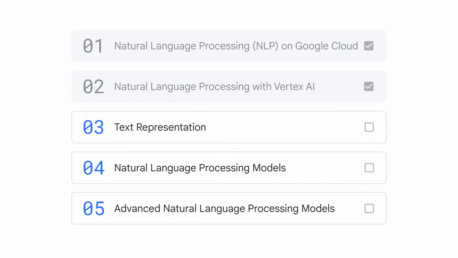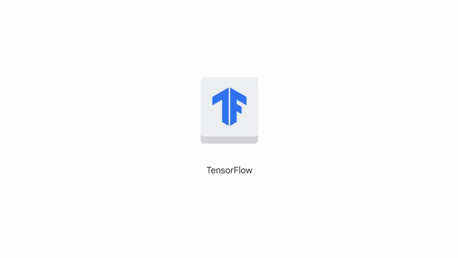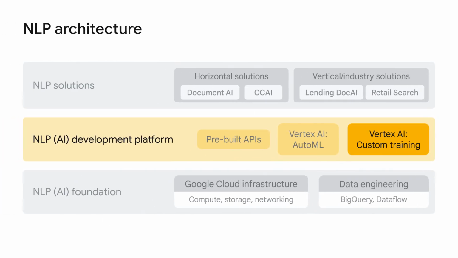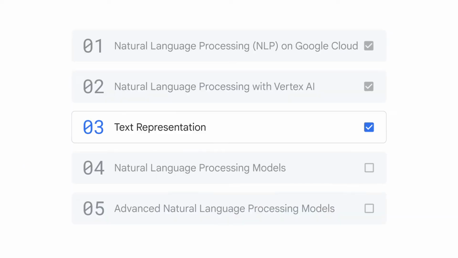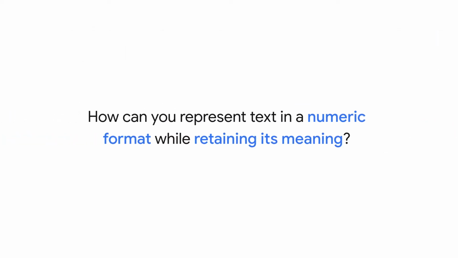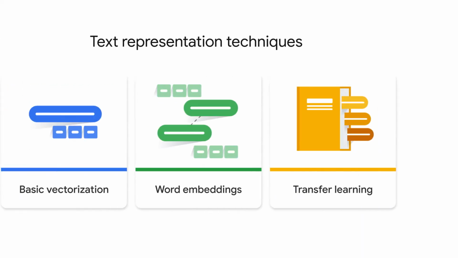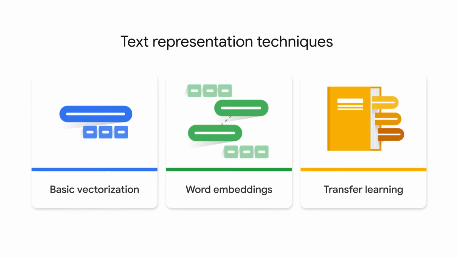In the next 3 modules, you advanced to the backend of the NLP development and used TensorFlow coding with Vertex AI Workbench, a notebook tool. In Module 3, you solved the first challenge that you normally face when building an NLP model: how to represent text in a numeric format while retaining its meaning. You were introduced to different techniques, including basic vectorization, word embeddings, and transfer learning.